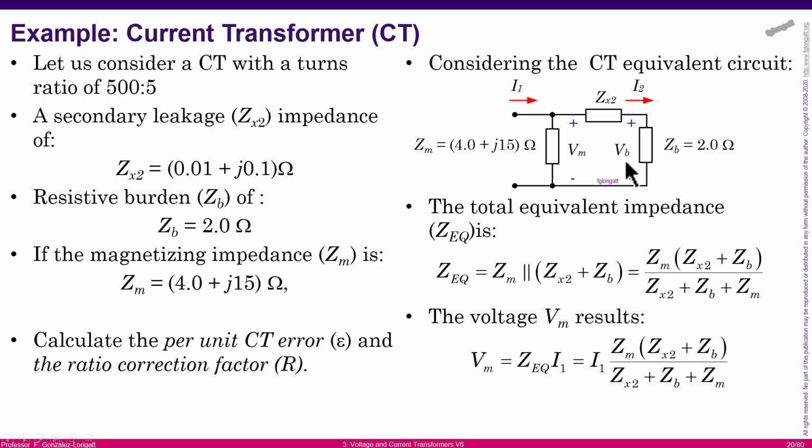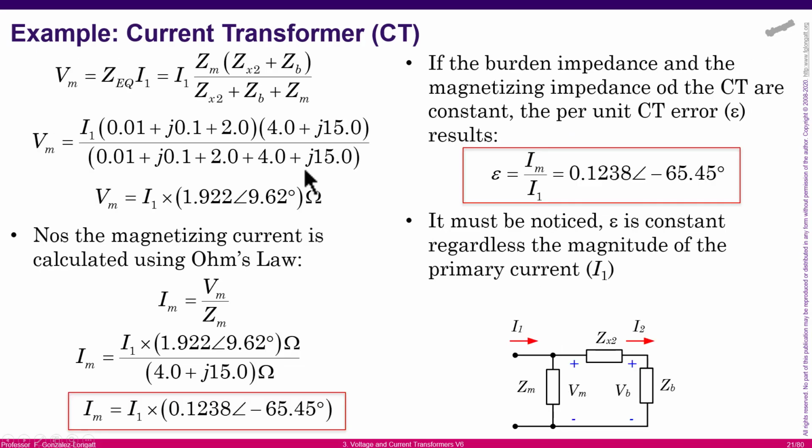If we use Ohm's law, it's extremely simple to say that the magnetizing voltage is the equivalent impedance multiplied by the primary current. If we put the numbers together, we get an expression for the magnetizing voltage in terms of the equivalent impedance and the primary current.